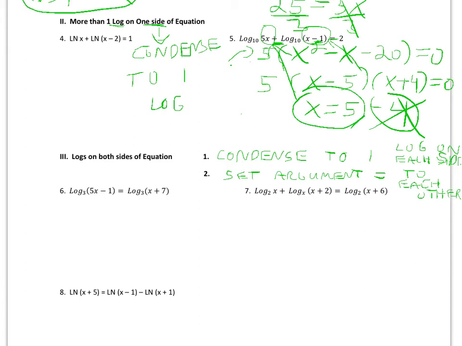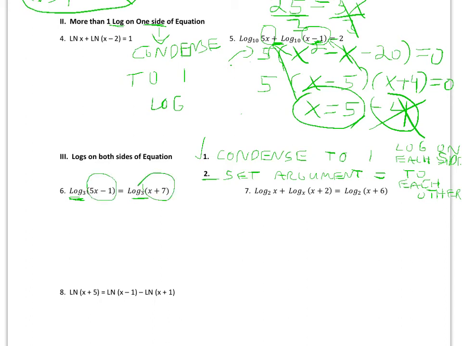Now, if we look at number 6, step 1 is already done for us. There's 1 logarithm on the left, there's 1 logarithm on the right, and you're always going to have the same base. If you don't have the same base, then you can't solve for these. So if I want to do step 2 here, this is very easy. All I do is set these arguments equal to each other.